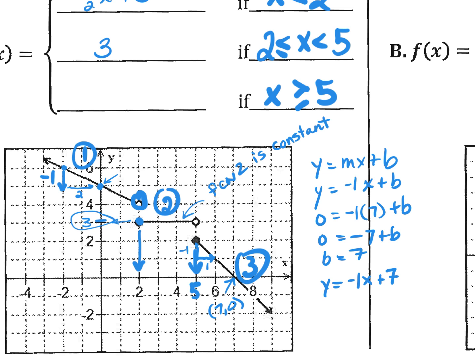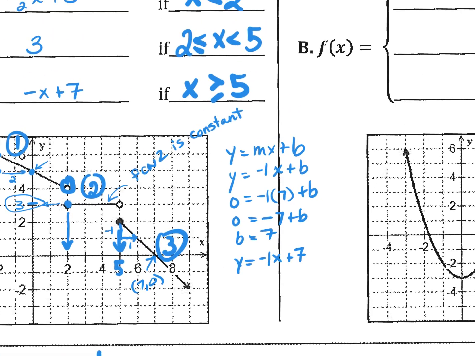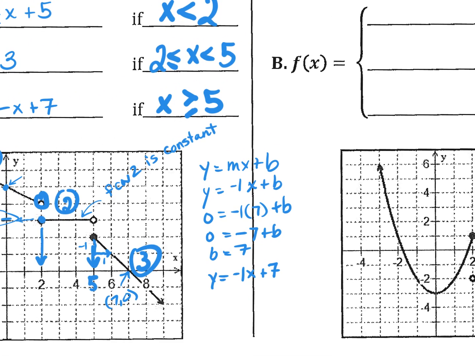Yeah. So if it is linear and you don't know the y-intercept, then you can figure it out. So this is -x plus 7, isn't it? All right, let's try another one. The next one's actually going to be easier because it's going to use transformations.